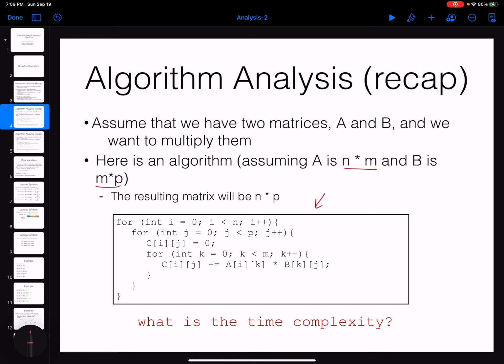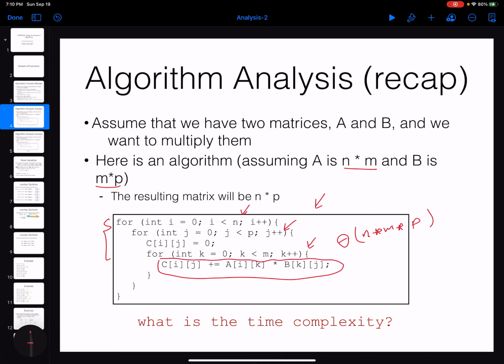So what is going to be the time complexity? You can see that I have three nested loops, right? For one of them, the number of iterations is n, the other one is p, the last one is m. And inside the innermost loop, I just have a fixed number of simple instructions. So in total, the number of simple instructions is going to depend on n multiplied by m multiplied by p, right? And so the whole time complexity will be theta of n m p, or you can also say O of n m p.